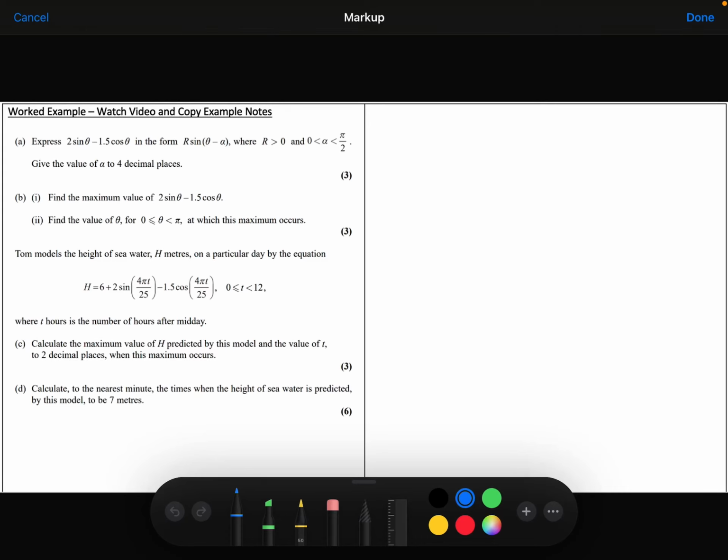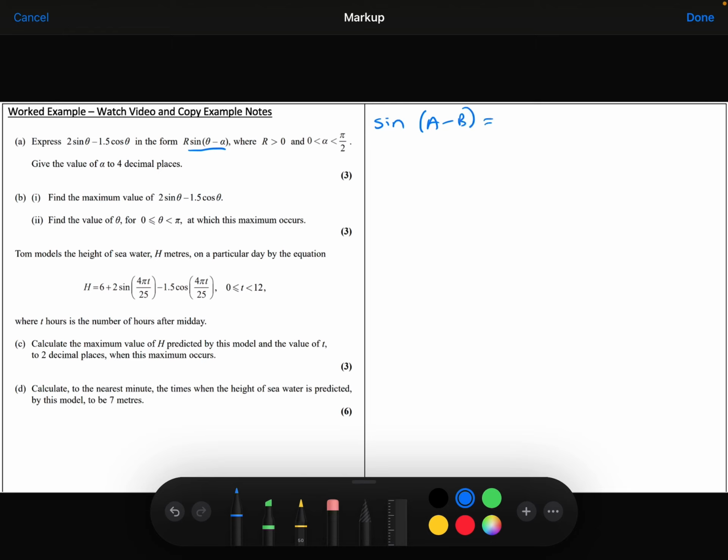Express 2 sine theta minus 1.5 cos theta in the form r sine theta minus alpha, where r is greater than 0, alpha is between 0 and pi over 2, and I need to give the value of alpha to 4 decimal places. So first, let's use the formula from your formula booklet for sine a minus b.